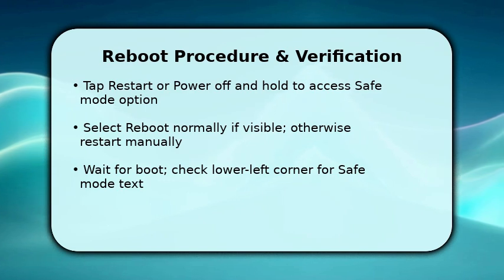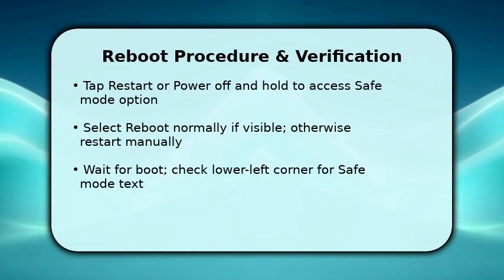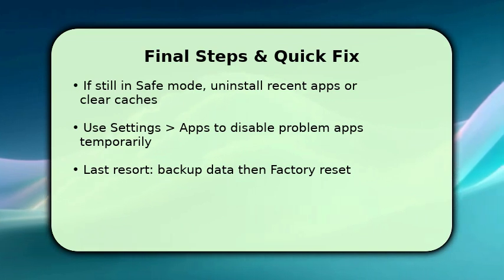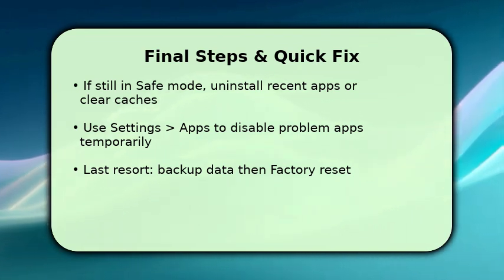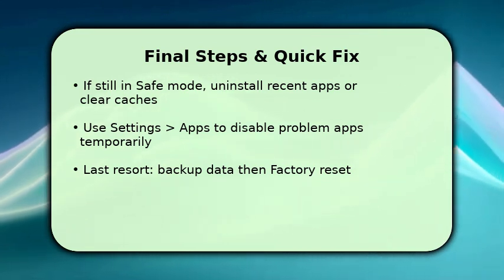You finish by addressing persistent causes. Uninstall any apps installed just before the problem, since a misbehaving app often triggers safe mode. This removes the culprit without resetting everything. Once done, reboot normally again and verify the safe mode watermark is gone.